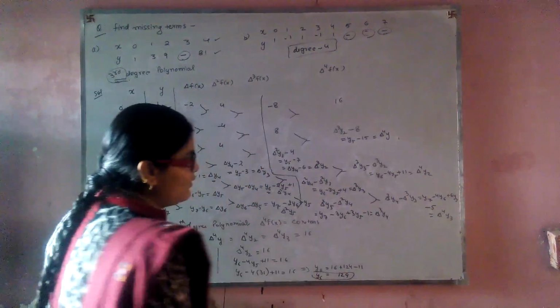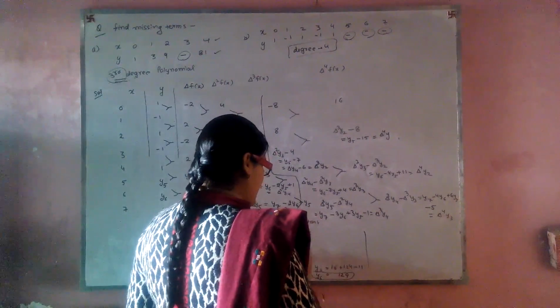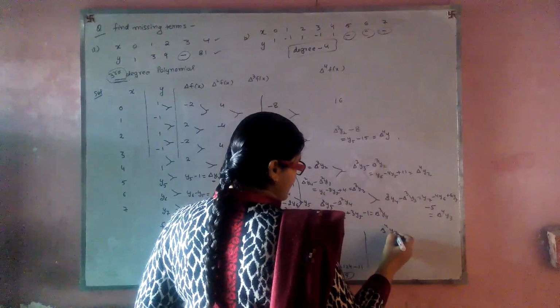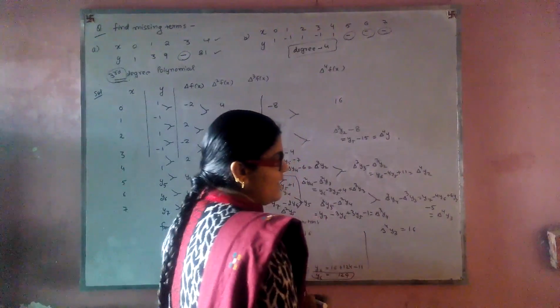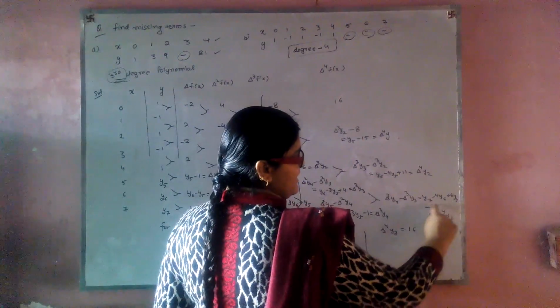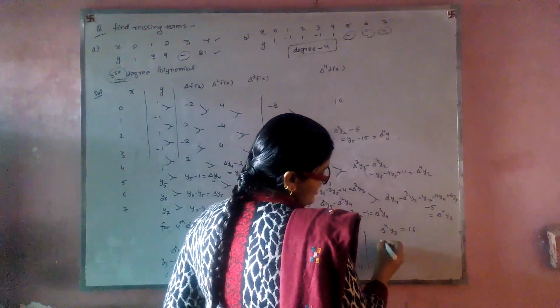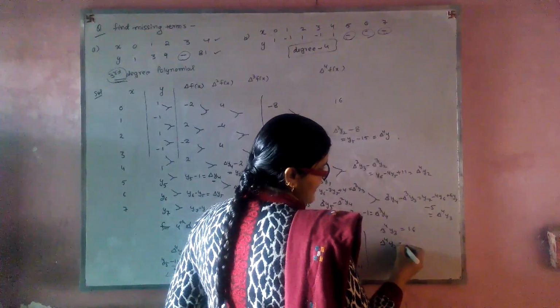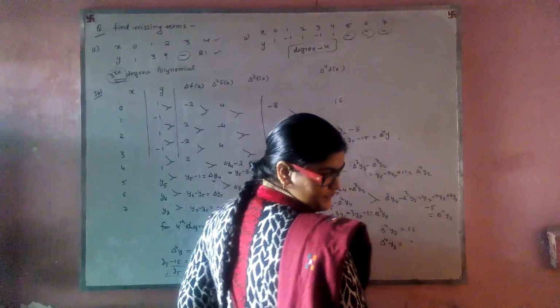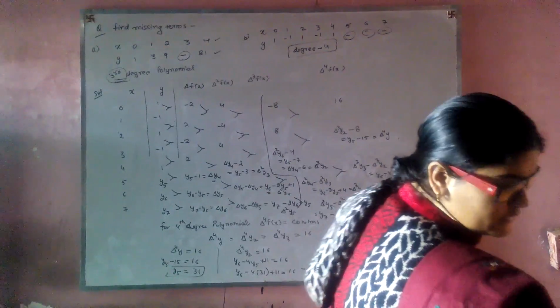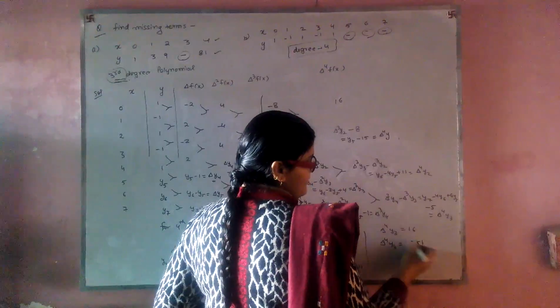And now what about y7? Again, delta 4 y3 is 16. So when you substitute this value into this, you get y7 as 351. 351, okay.